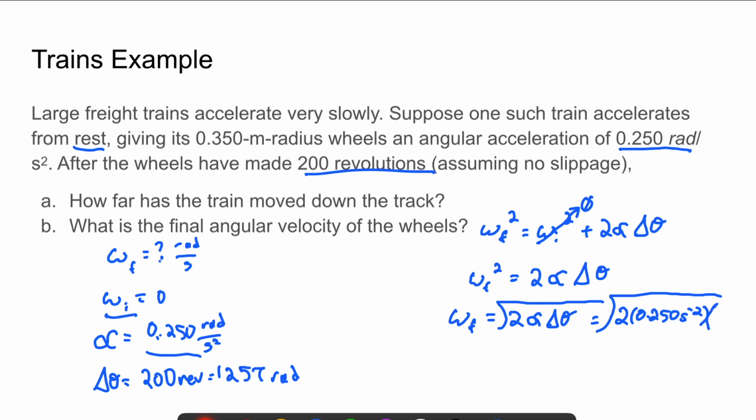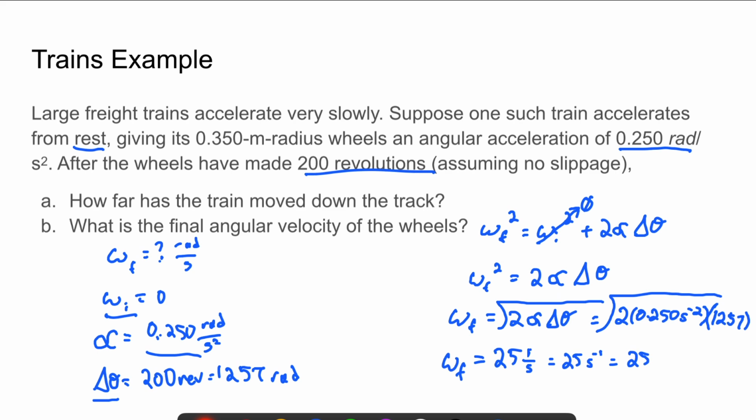And then finally we've got our change in theta, or our rotation angle, and that's 1257 again in radians, but radians aren't really units, so we don't need to worry about that. And so if we plug that into the calculator, we end up with about 25. And again, that was inverse seconds squared. We took the square root of that. So that is inverse seconds. So we could say 1 over seconds or 25 inverse seconds.